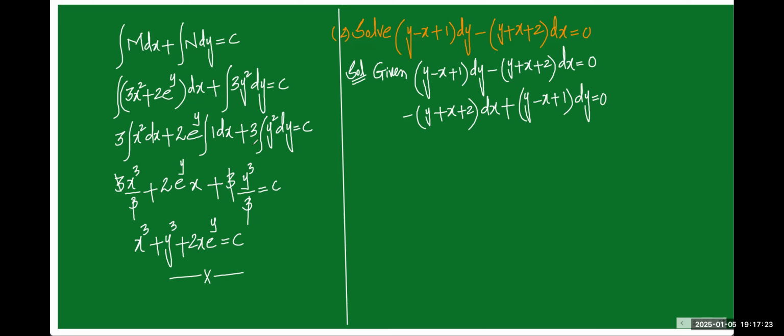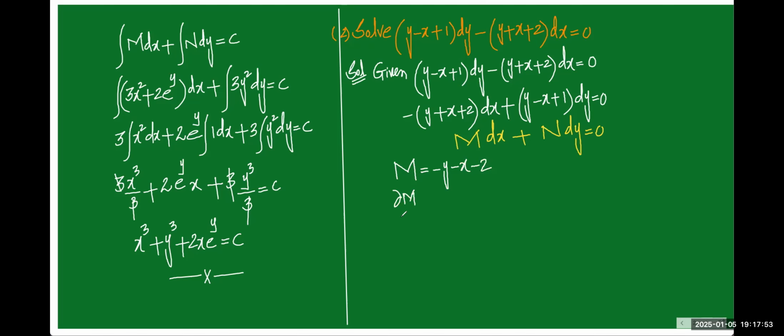Yes, sir. This one we have to compare with our standard form, that is mdx plus ndy is equal to 0. So the value of m is what? Minus, in the bracket, y plus x plus 2. Can I write it like this? Minus y minus x minus 2. Yes, sir.